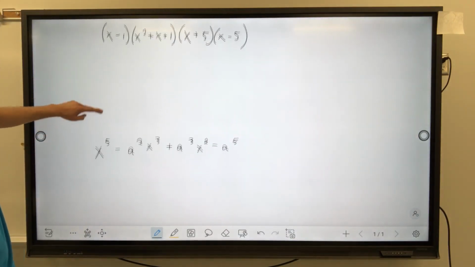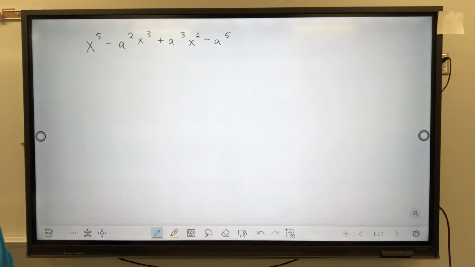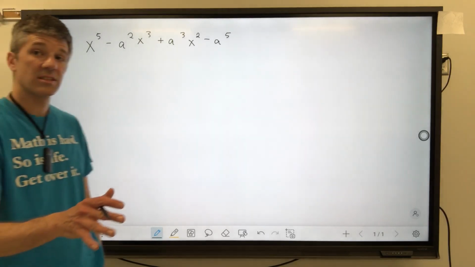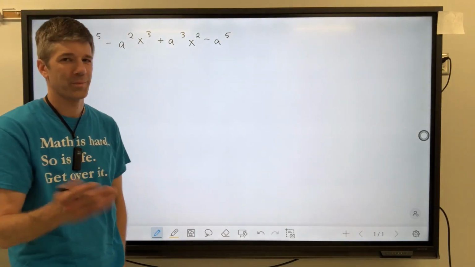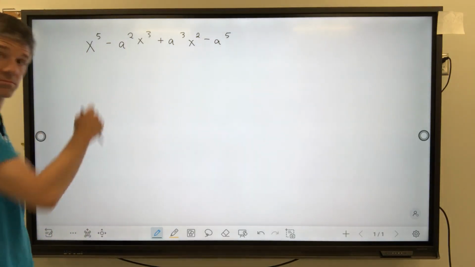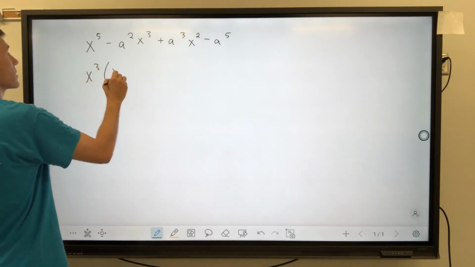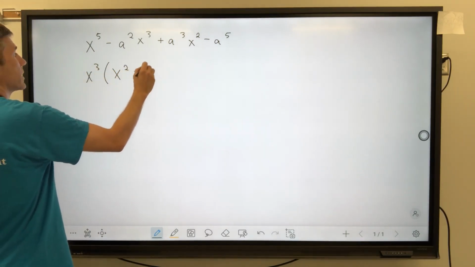Oh, look at that one. My goodness, got the alphabet up in this thing. We have x to the 5th, a squared, x cubed. Okay, is there a GCF for all 4 terms? No, there's not. Can I factor a GCF out of the first 2 terms? I can, and I'm going to. And that would be x cubed. And that's going to be x squared minus a squared.